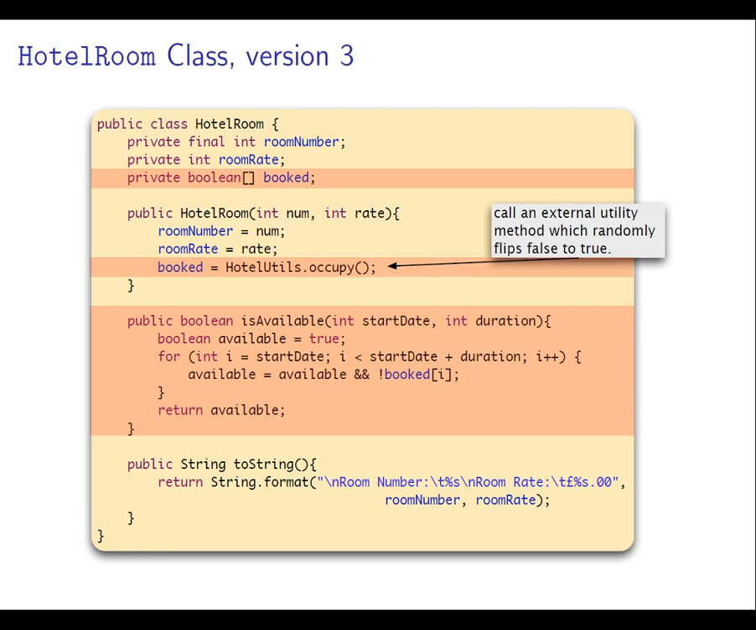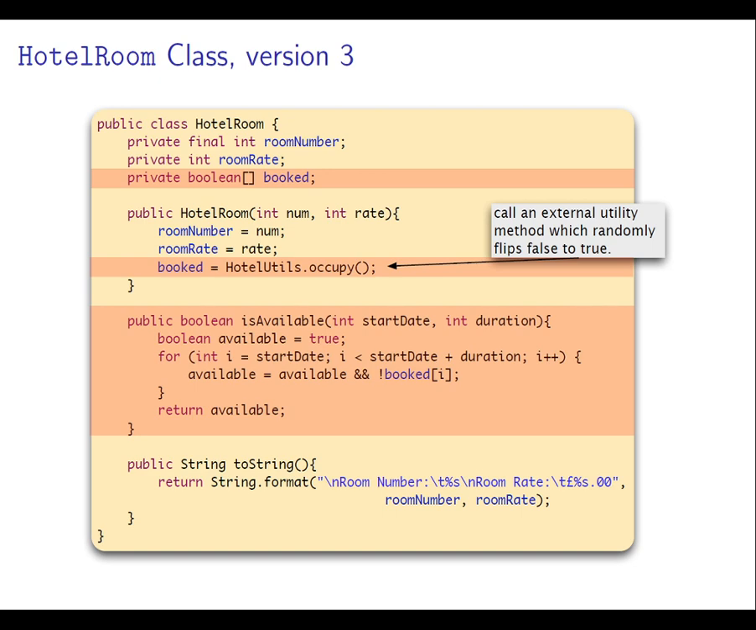Now, this is drawn from an example in Sedgewick and Wayne, I think, and it was drawing on a couple of things which used external utility methods, so don't worry about this too much. The idea here is that we're going to have an external utility method which randomly flips false to true and checks whether or not the rooms are actually going to be booked on a particular night, just for testing purposes, so we won't worry about that too much. Now we've actually got some code in place for isAvailable, and you should study that at your leisure. I don't think it brings up any new points particularly.